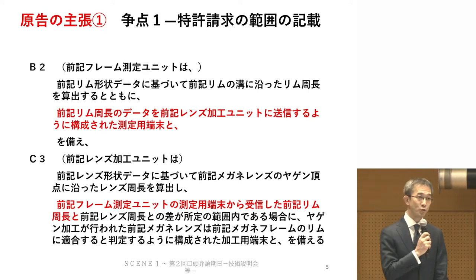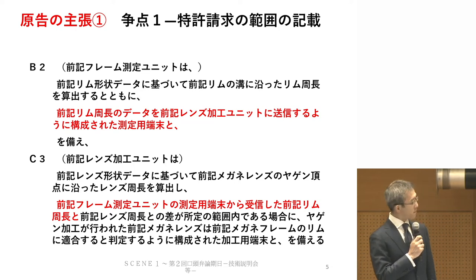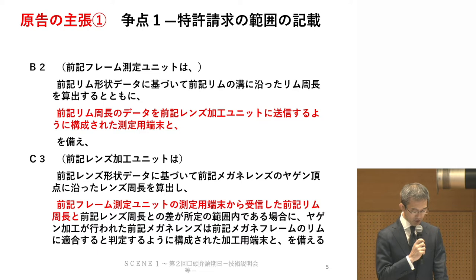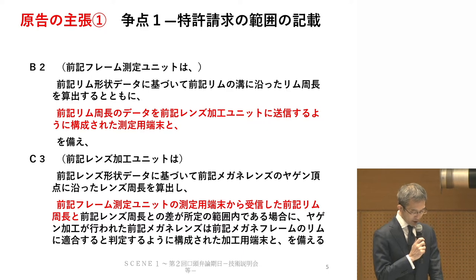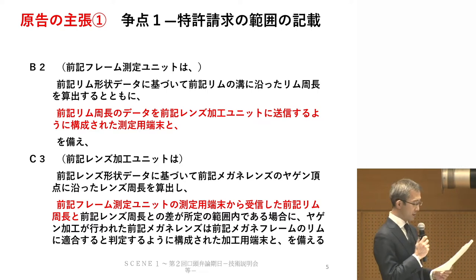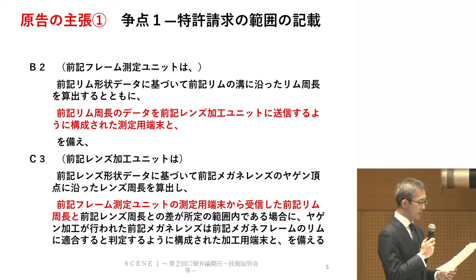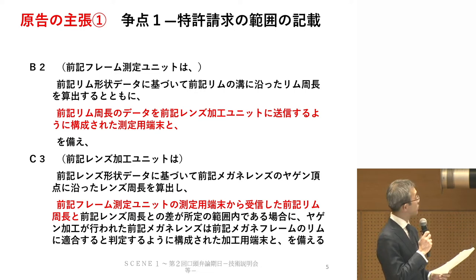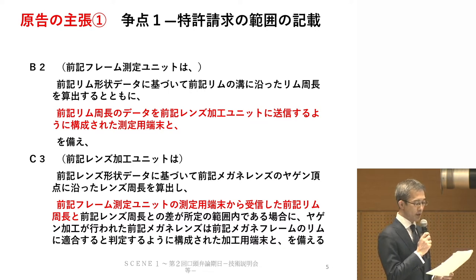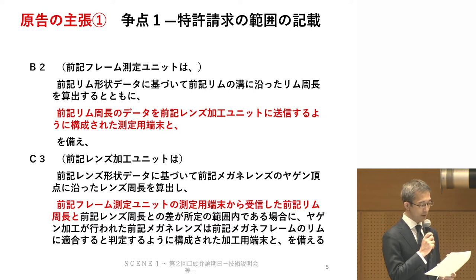I am Onodera, attorney for the plaintiff, and I will now explain the summary of the allegations of the plaintiff. First of all, with regard to point at issue 1, I will show you the description of the scope of the claim and dispute. As you see, elements B2 and element C3 are specified as follows. Element B is a frame measurement unit comprising a measurement terminal configured to transmit the data of the limb circumference length to the lens edging unit. And element C3, lens edging unit, receives said limb circumferential length from the measurement terminal of the frame measurement unit.